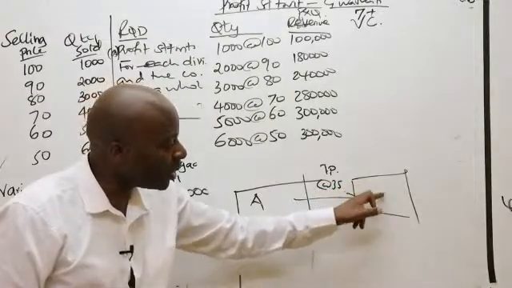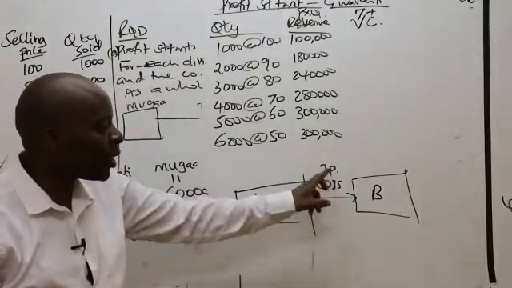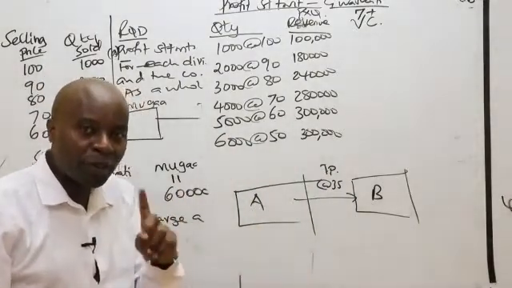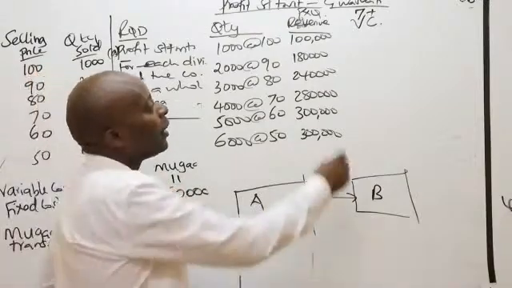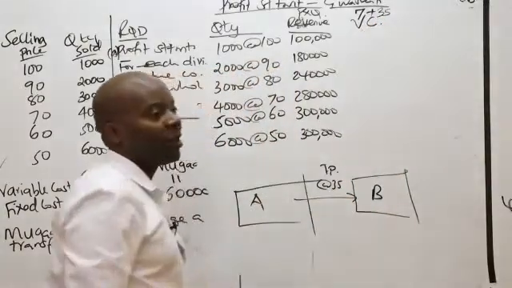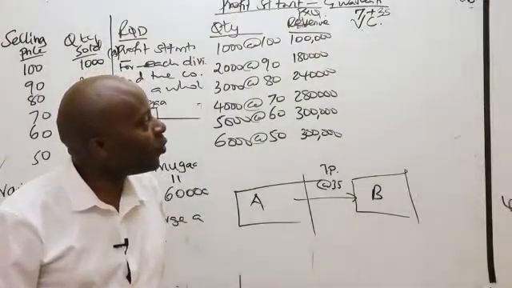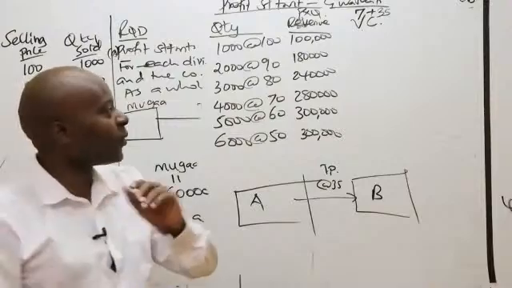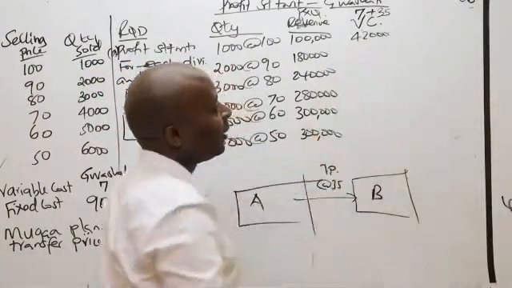But how about the second division, which is division B? Division B will view this transfer price as a variable cost, because they are paying. It's variable because it is normally given on a per unit basis. That is why for the variable cost of Washati, you ought to have added 7 plus 35, which is 42. So there is nobody who got it right. The first one should be 1,000 times 42, which gives me 42,000.